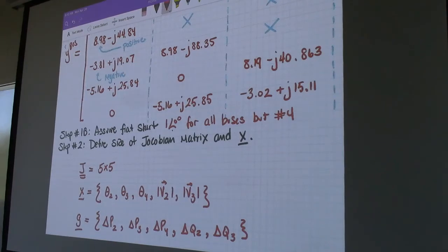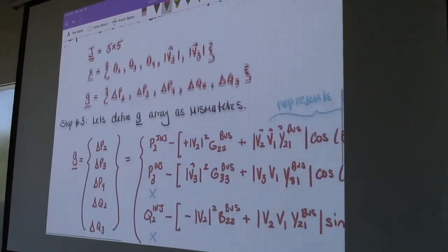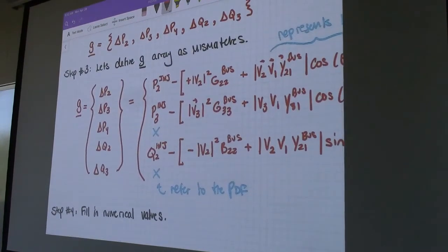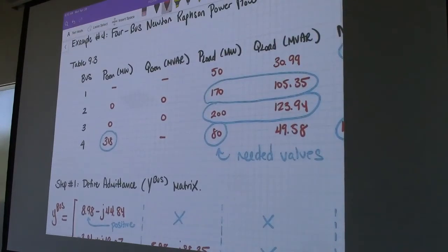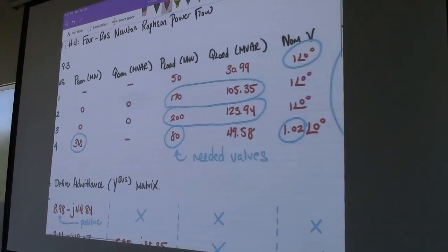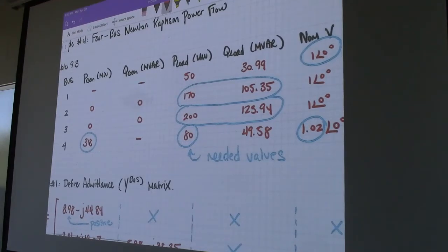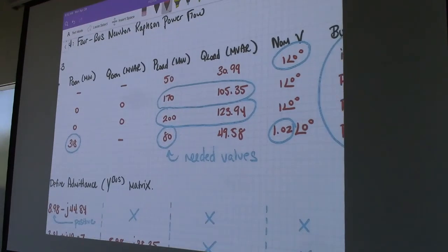Yeah? I just want to make sure I understand the PV bus correctly. The injection for P4 would be P-gen minus P-load, correct? Yeah. Okay, we can actually stick those values in here. So let me do those. Let's write them in green.